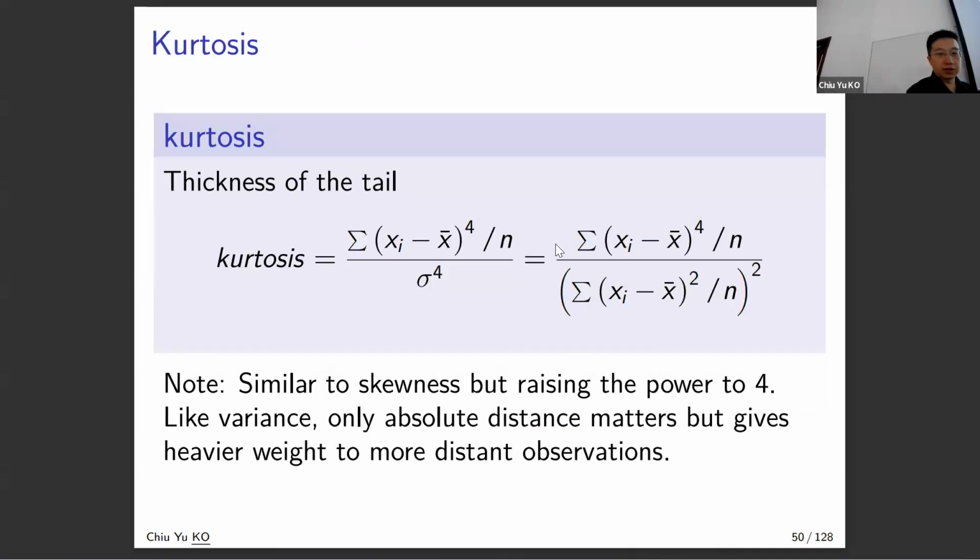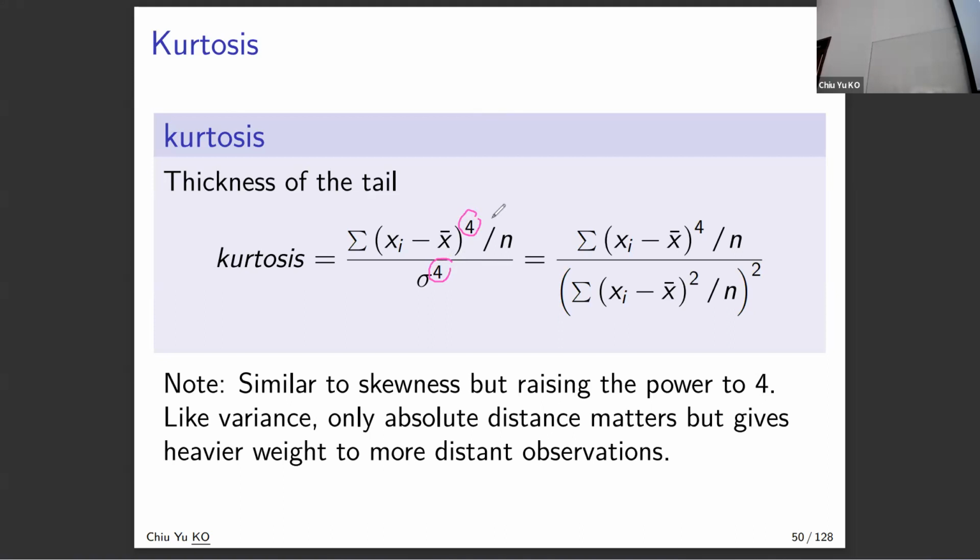Next one is kurtosis, right? Kurtosis is replacing the skewness from 3 to 4. Okay, that's the formula. And actually, you can imagine that has some flavor of skewness, right? But the skewness would cancel out positive negative. So it cannot tell you the extreme values are, right?